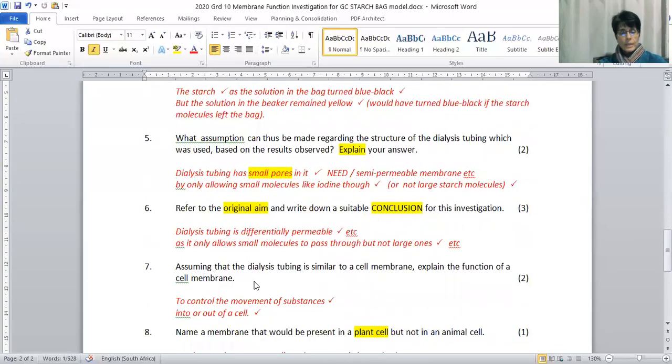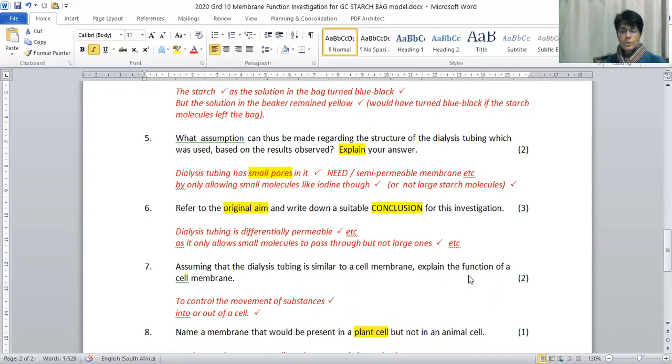Okay, number 7. Assuming that the dialysis tubing is similar to a cell membrane, explain the function of a cell membrane. So we use something inanimate, human-made, to try and figure out how a cell membrane works. Explain the function of a cell membrane. It controls what moves into and out of the cell, just like the dialysis tubing bag membrane. So it controls what moves in, so only iodine, not the large starch molecules out. And yes, there would be movement of water molecules, diffusion of water, osmosis. But we weren't looking for that.